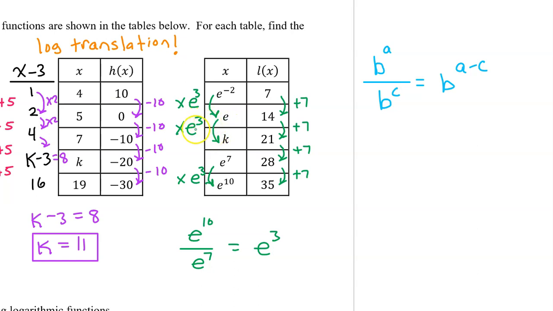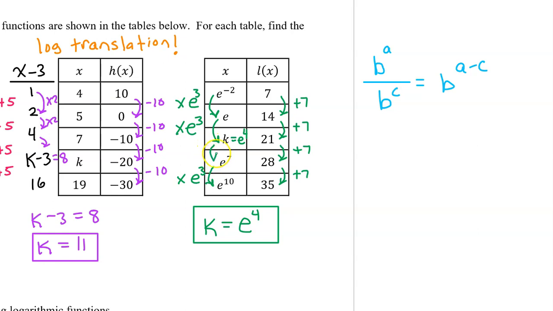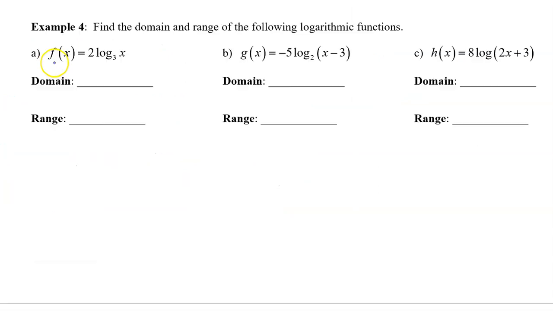E times e to the 3rd power is e to the 4th power. So that answers the question, k equals e to the 4th power. Let's double check by following through. If we multiply by e to the 3rd power again, e to the 4th power times e to the 3rd power is e to the 7th power. So this is definitely correct.